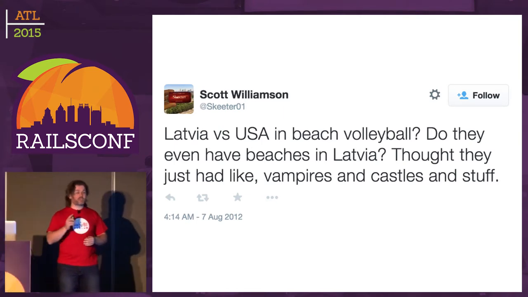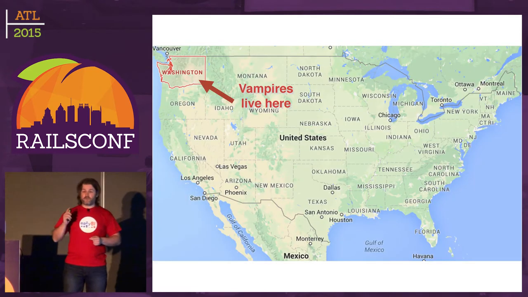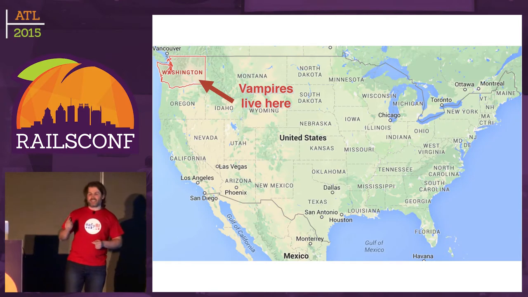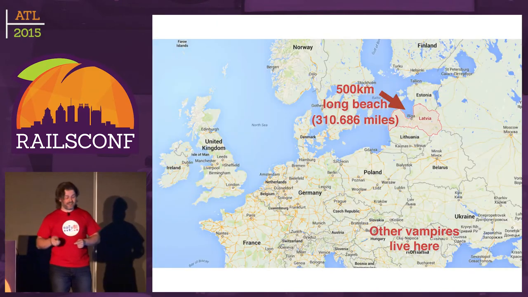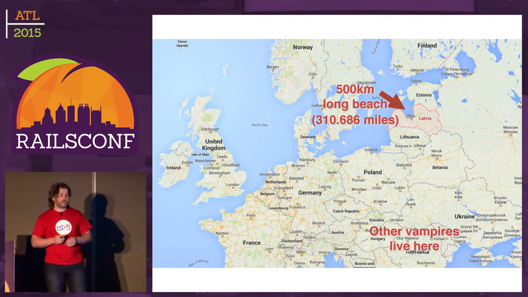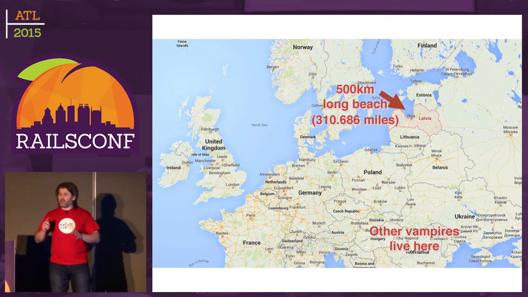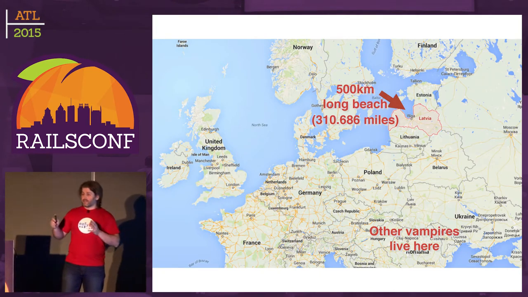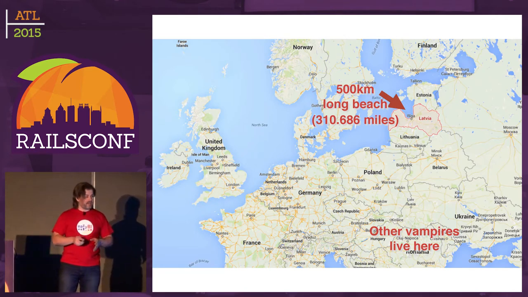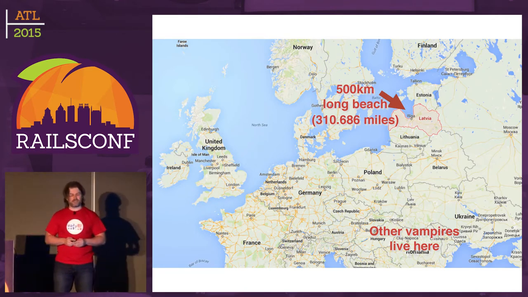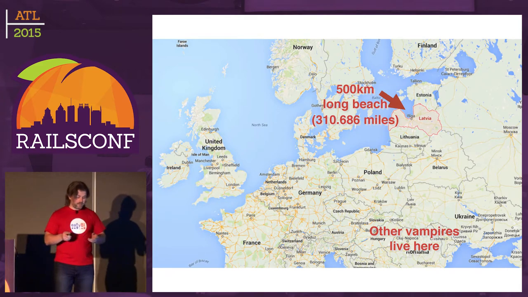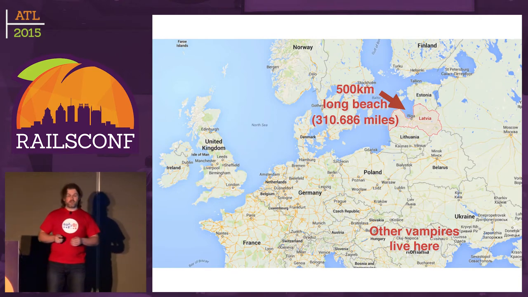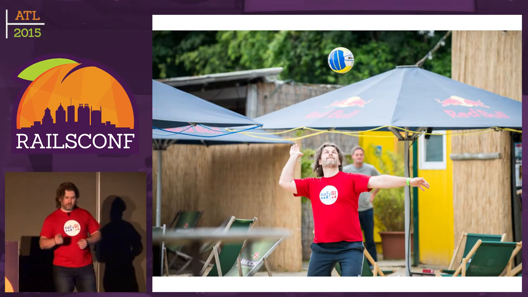Well, therefore, I wanted to start with a short geography lesson. So at first, according to some movies, vampires live here. But Latvia is located across the Atlantic Ocean in northeast Europe. You see there. Well, according to some other movies, this vampire stuff originated in Transylvania, but that's more to the south of Europe. That's not us. But we have a 500 kilometers long beach. And if you didn't know it, that's 310.686 miles. So we have a lot of beaches, so therefore beware of Latvians when we play beach volleyball.